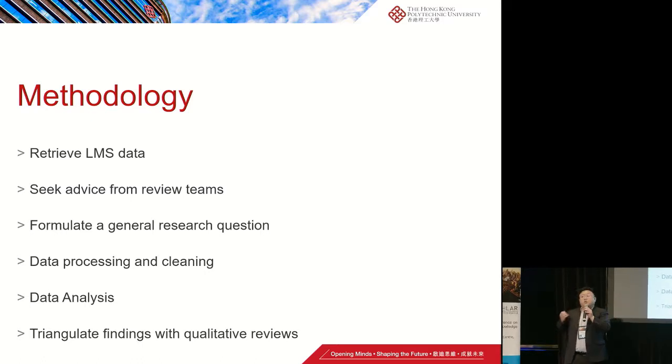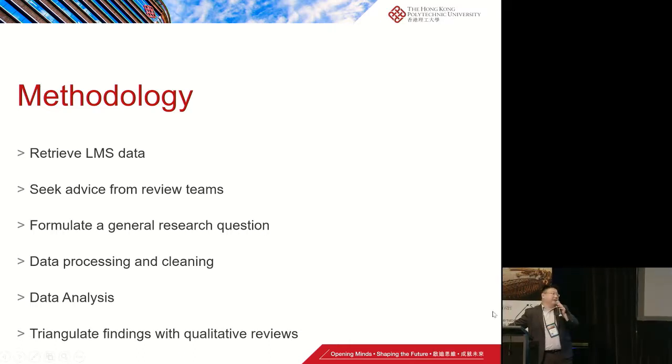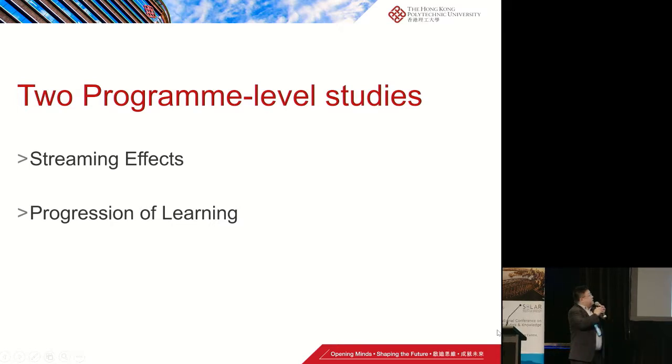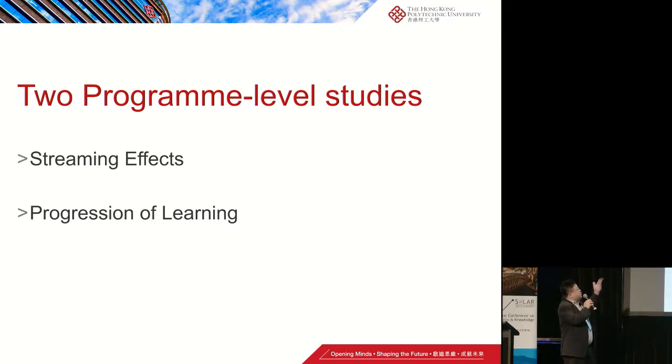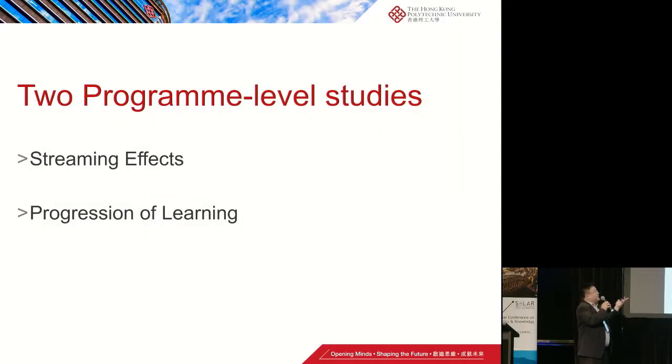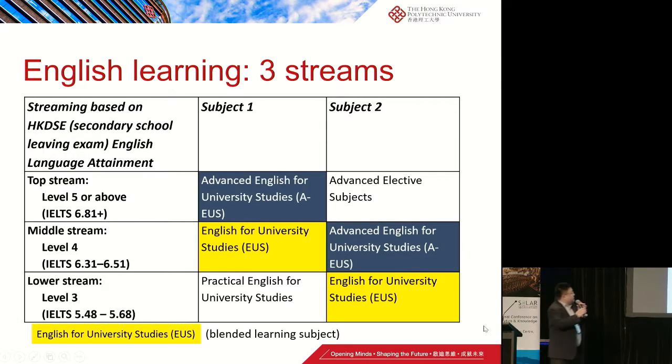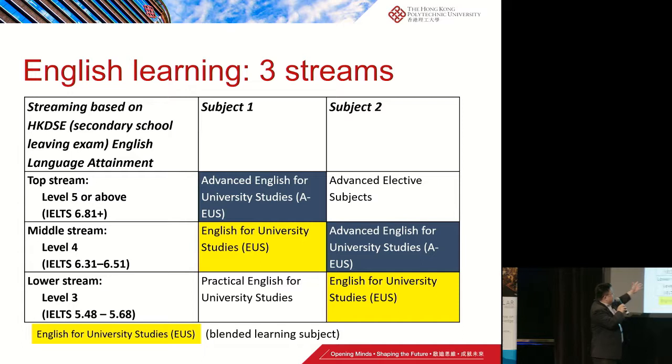So once again, we want to make good use of the data to answer the questions that we have not been able to answer. And as Julia has mentioned, in our studies, we have mainly two questions. Streaming effects means ability grouping; we have such an ability grouping system. How does that work, or how effective is that? The next one is the progression of learning. To make it easier for all of you, let me recap this using this slide.